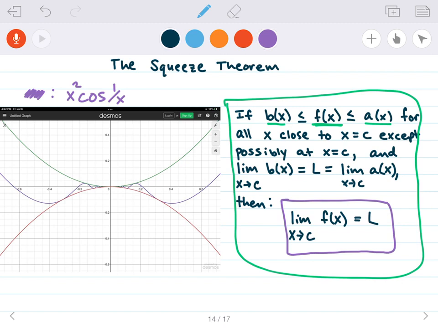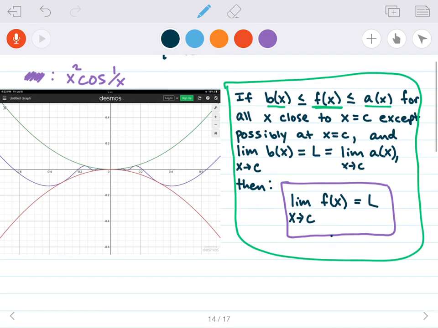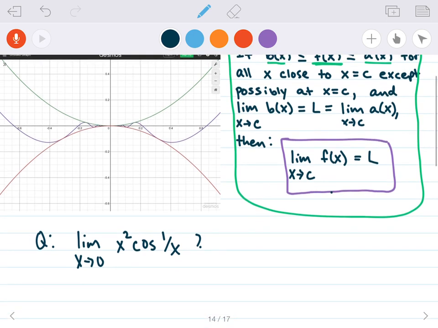So, question. What is the limit as x gets close to 0 of this function, which we see in the graph as purple? Well, we can use the squeeze theorem. We need to pick a function that is always going to be above x squared cosine 1 over x and a function that's always going to be below it, near x equals 0. And the way that we can do this is in the following way.